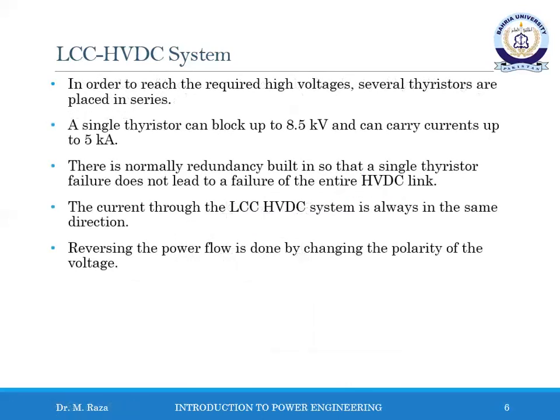In order to reach the required higher voltage, several thyristors are placed in series. A single thyristor can block up to 8.5 kilovolts and carry current up to 5 kiloamps. There is normally redundancy built in so that a single thyristor failure does not lead to a failure of the entire HVDC link. The current through the classic HVDC system is always in the same direction. Reversing the power flow is done by changing the polarity of the voltage.